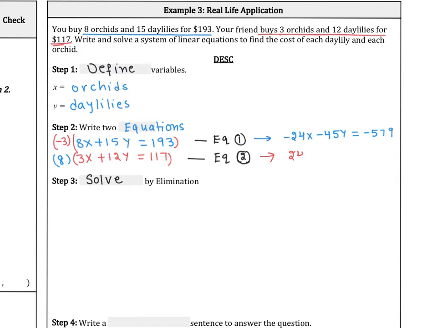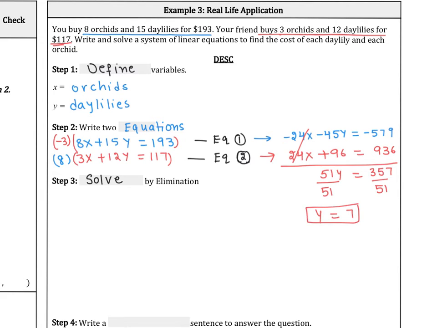24x plus 96y equals 936. Now if you add them, the 24x and -24x cancel, and you're going to get 51y equals 357. Divide by 51 on both sides, you're going to get y value as 7.